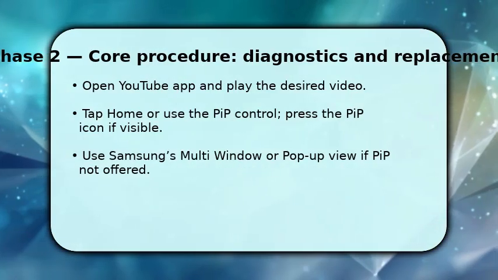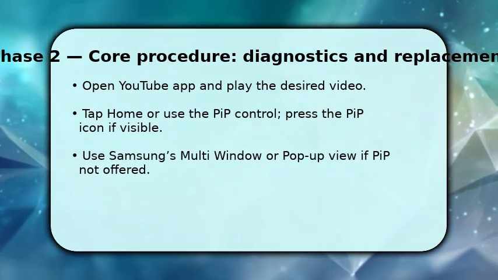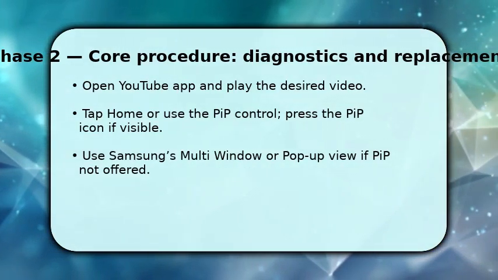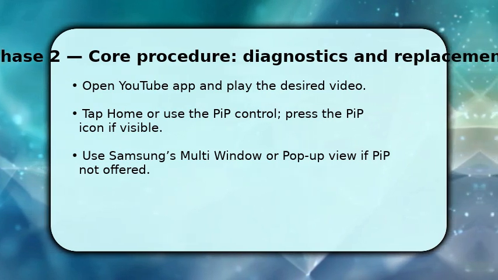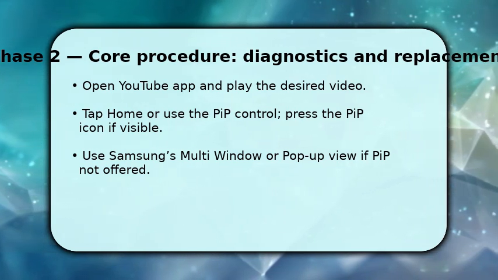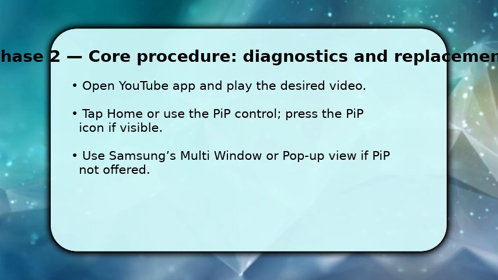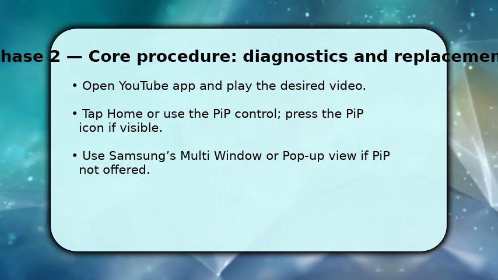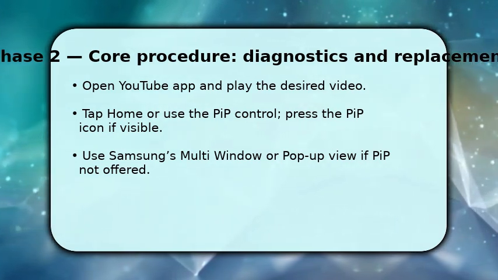You now create the pop-up window. Play a video in the YouTube app and then press Home. If Picture-in-Picture is enabled, the video shrinks automatically. If PiP doesn't appear, tap the three-dot menu while watching and look for Pop-up View, or use Samsung's recent apps arrow app icon, right arrow open in Pop-up View.